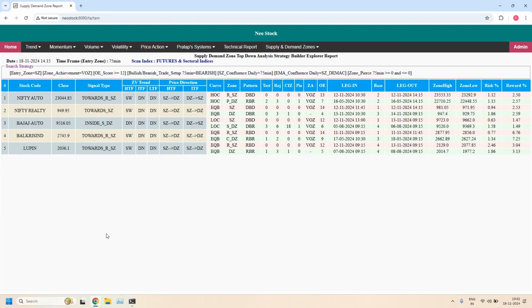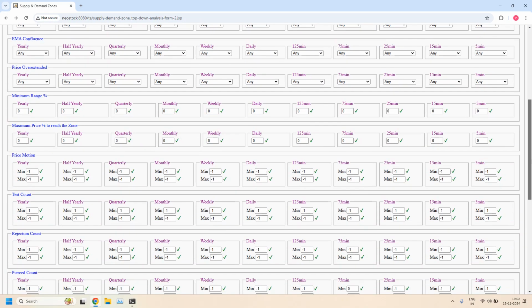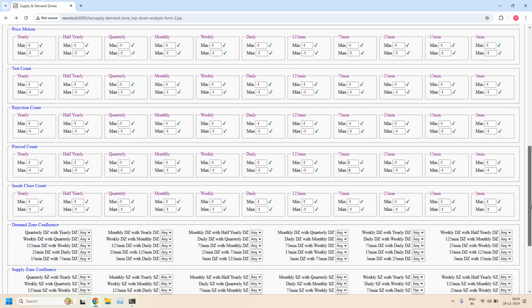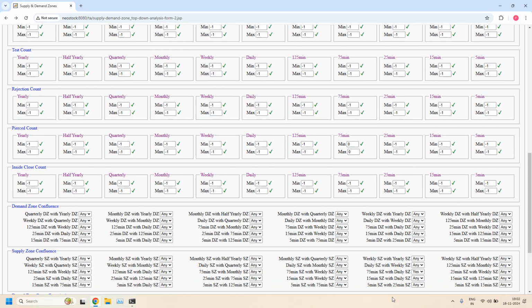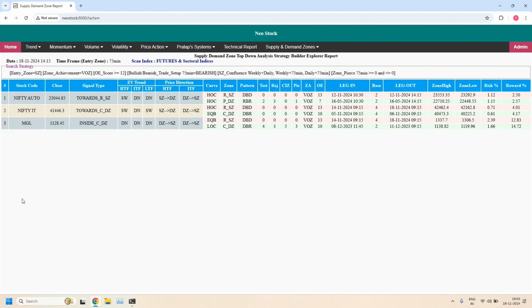Okay. Next, let us look for LTF, ITF, HTF based zone confluence supported stocks. Removing this EMA filter. 75 minutes, daily and weekly supply zone confluence. 3 filters we have to enable. Already first one is enabled, 75 with daily. Next 75 minutes supply zone with weekly supply zone confluence. Daily supply zone with weekly supply zone confluence. With all the 3 filters, we got 3 stocks.